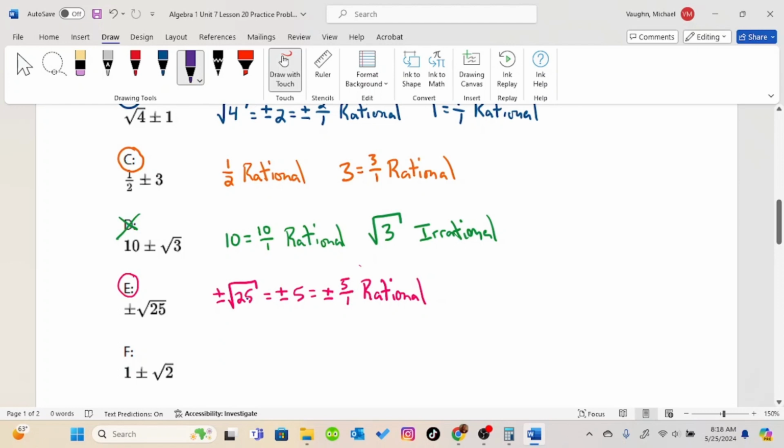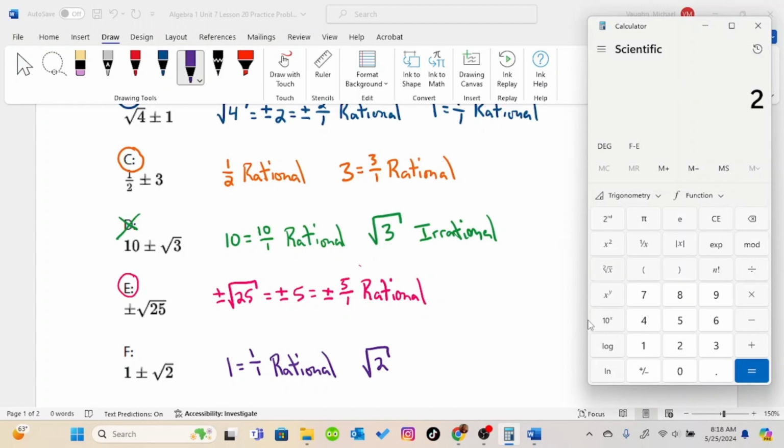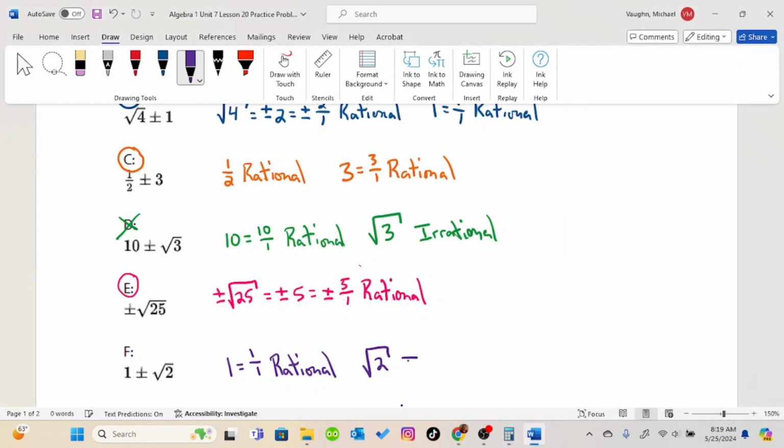Choice F. 1 can be written as 1 over 1, and since it can be written as a whole number fraction, this is a rational number. The square root of 2, if we put this into a calculator, notice we get a non-repeating, never-ending decimal. This cannot be written as a whole number fraction, so this is irrational.